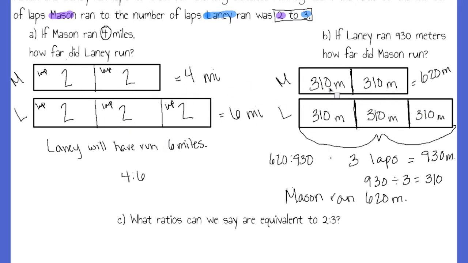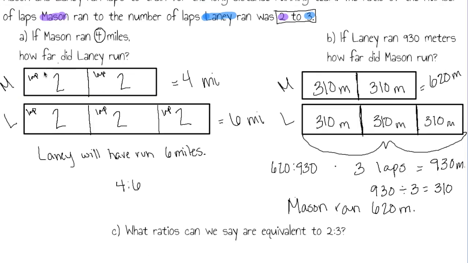Now, if you look at it, the size of our tape diagrams never changed. Okay, these two are still the same. This is still 3, this is still 2. Nothing ever changed. What we did was we said, okay, originally this was worth 1 lap, now it's worth 2 miles. So what we're doing is we're saying, okay, well, 1 lap is equivalent to 2 miles. We're making equivalent ratios. Right? So now instead of this being 1 lap, it's 2 miles. There we go. Or instead of this being 1 lap, because it's still 1 lap, it would be 310 meters.